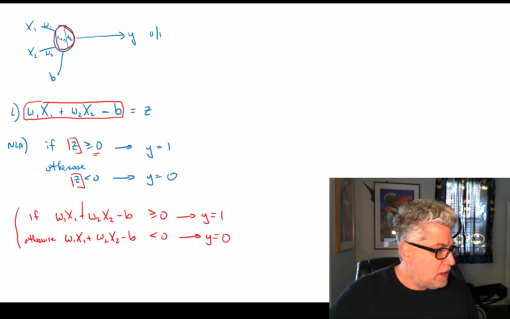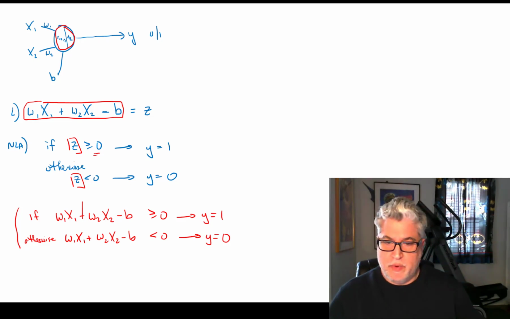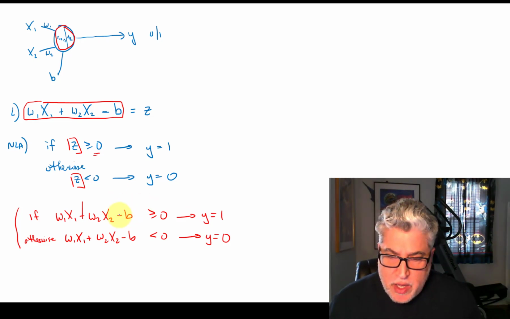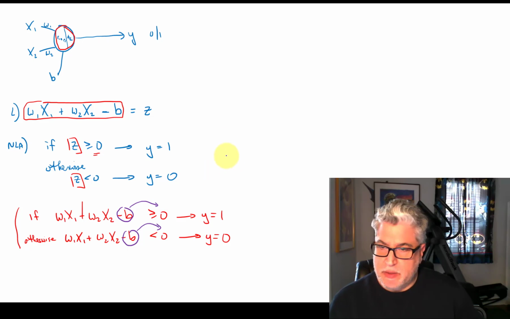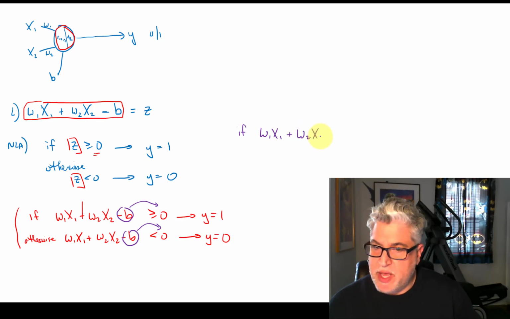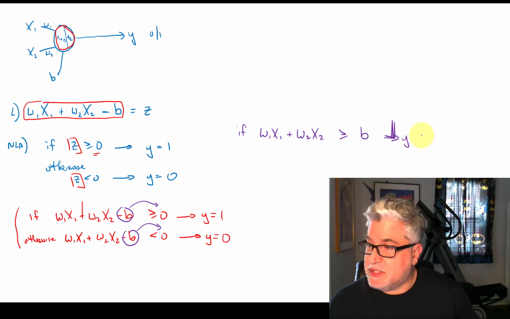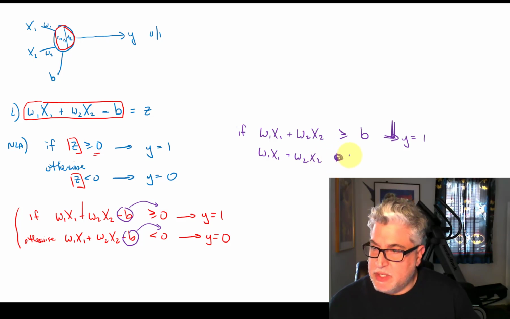Let's change that color again. We can just bring this b over to the other side of this inequality. We can add b to both sides. And so we get, if w1 x1 plus w2 x2 is greater than or equal to b, then y is 1. Otherwise, if this guy right here is less than b, then y is 0.